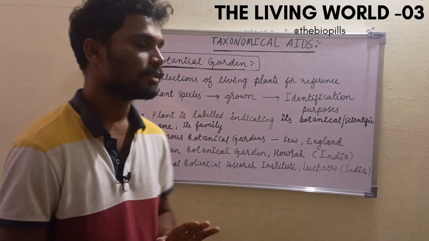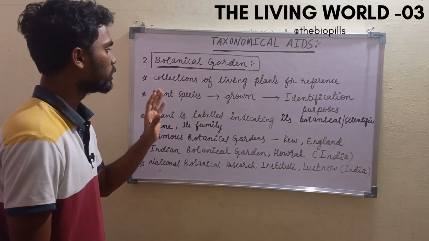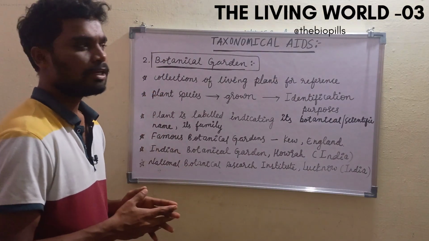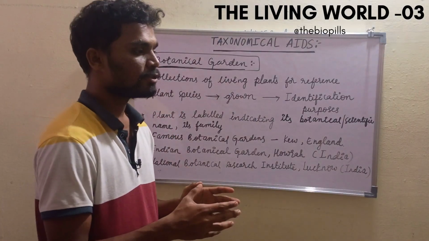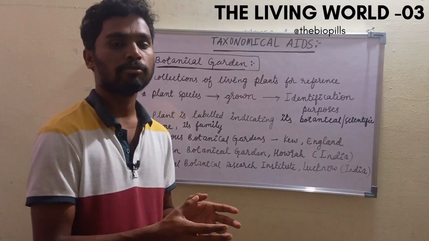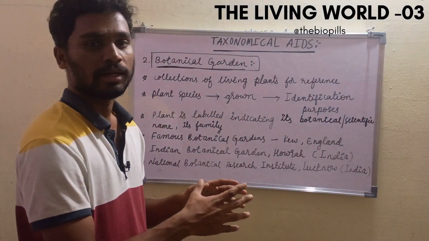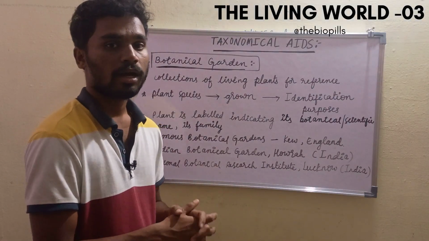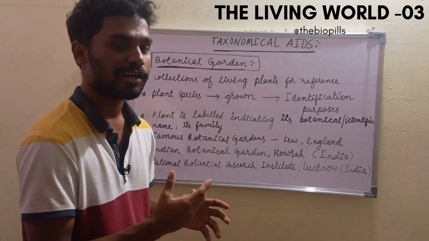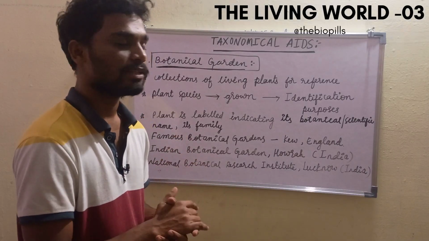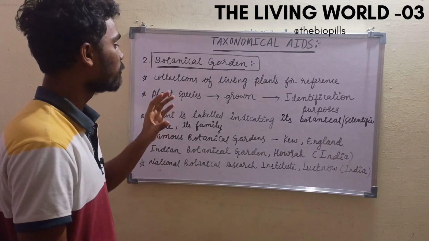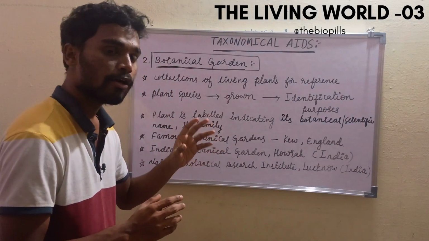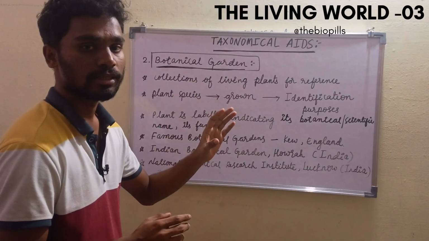Next taxonomical aid is botanical garden. So let us see what a botanical garden is. Most of us are familiar with the term garden, and we have seen so many gardens in front of our homes, schools, public park spaces, etc. Here, botanical garden does not mean that type of garden. Here botanical garden means collections of living plants for reference.